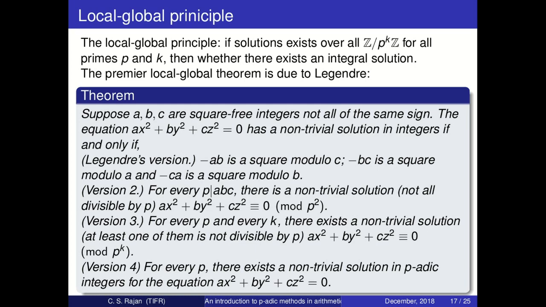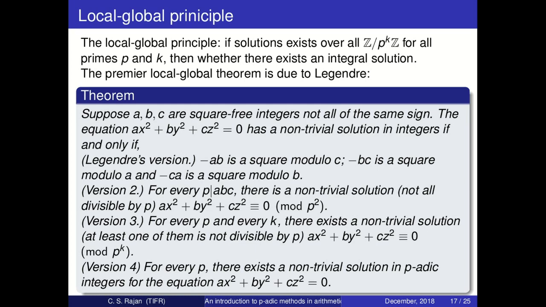When you go mod this, I can multiply by B. This becomes B squared Y squared, and then you will get AB X squared plus B squared Y squared equal to minus ABCZ squared. Go modulo C, that is 0, and just like the sign change when I look for X squared plus NY squared, it becomes minus AB is a square mod C. Very simple, you can check this out.